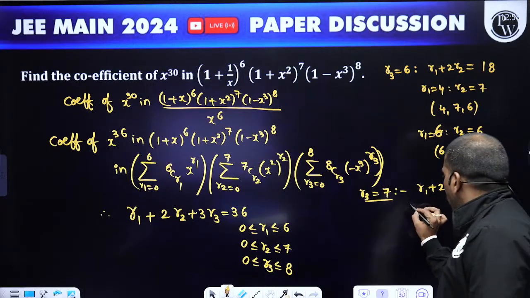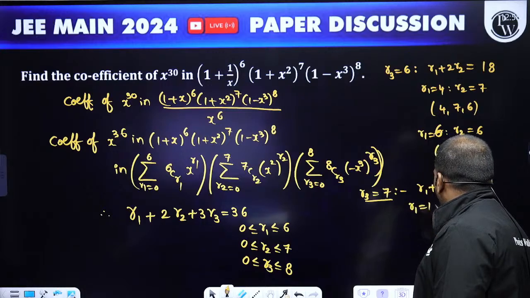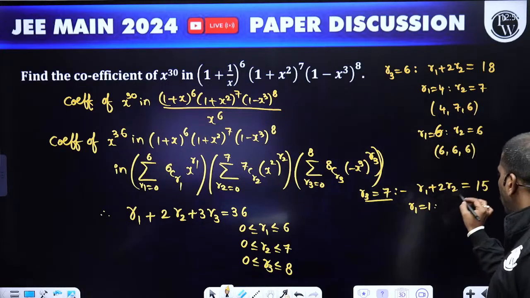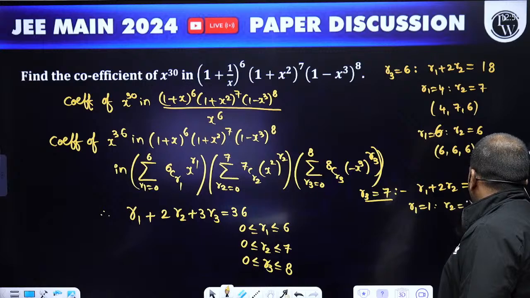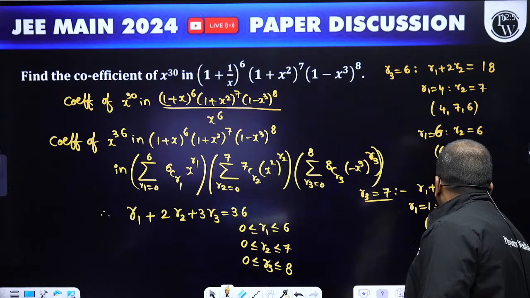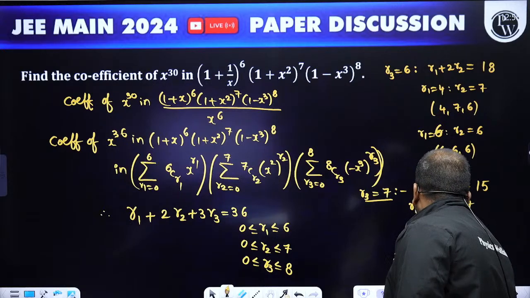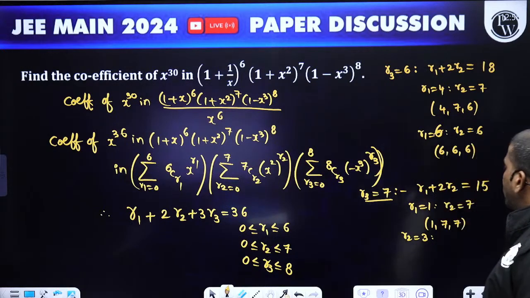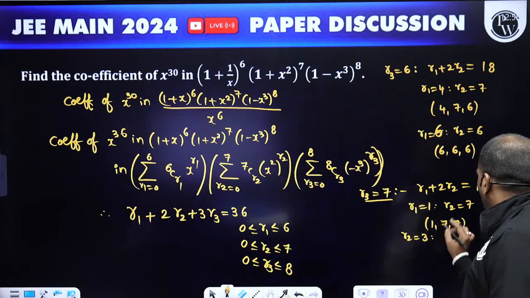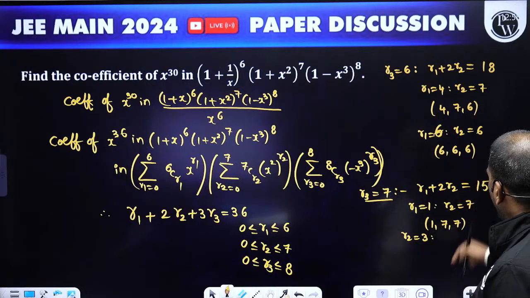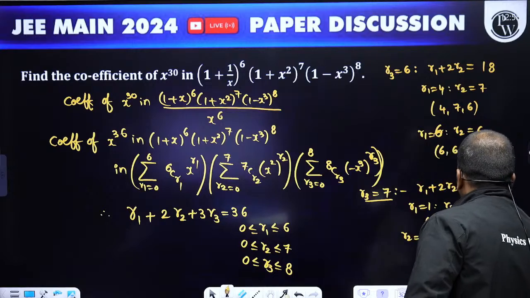So R1 is equal to, start from 1. R1 is equal to 1, 14, R2 is equal to 7. So that means 1, 7, 7 is one of the possible cases. Next, R3 is equal to 3. When R3 is equal to 3, what do you get? R2 is equal to 15 minus 3, 12. So 6.